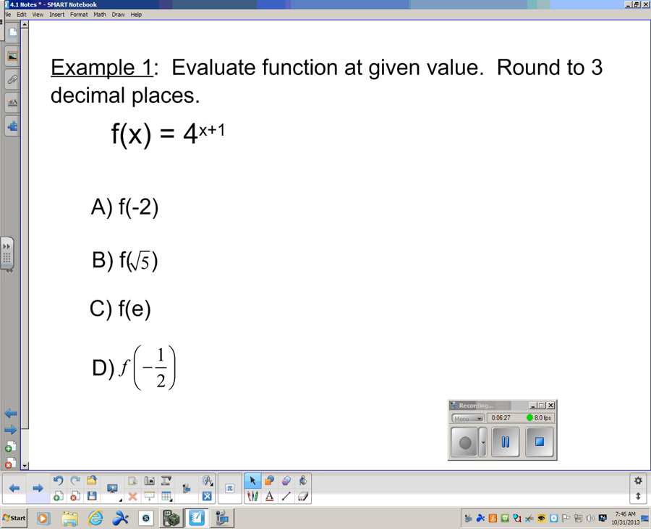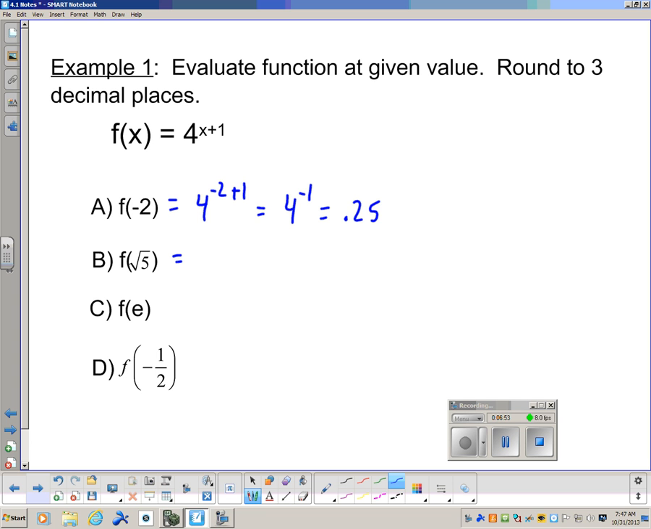Let's come over here to example 1. We're going to evaluate the function at the given value and then round to 3 decimal places. So we have f of x equals 4 to the x plus 1 power. We're supposed to find f of negative 2. So we can plug our values in there. And 4 to the negative 1 ends up being 0.25.